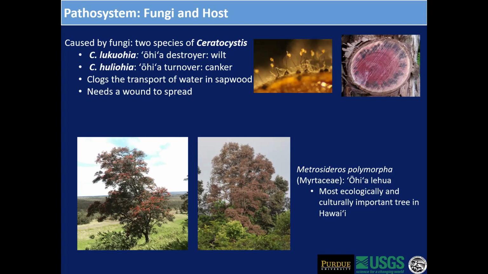It's a fungal disease caused by two different fungi, Ceratocystis lukuohia and Ceratocystis huliohia. Lukuohia is much more virulent than huliohia, so it's known as Ceratocystis wilt. Ceratocystis huliohia has been given the name ohia turnover, because it causes more of a canker. Both of the fungi work to clog the transport of water in the sapwood, the functional part of the xylem. And in order for the disease to spread, there needs to be some sort of wound or ingression.